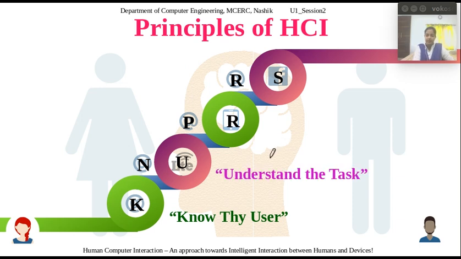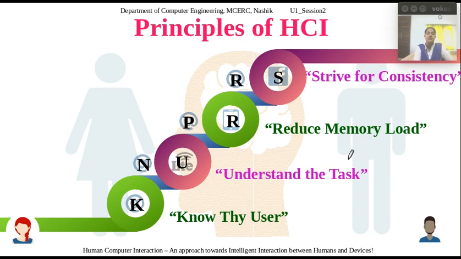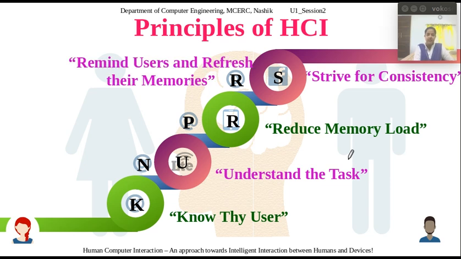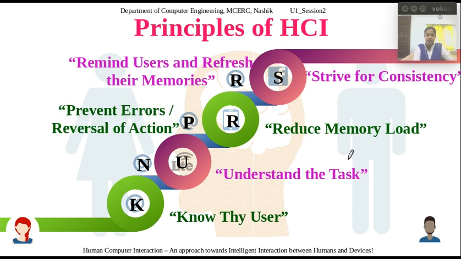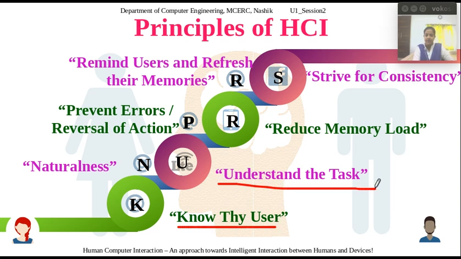The second principle is understand the task. Third is reduce memory load. Next is strive for consistency. Next is remind users and refresh their memories. Next, prevent errors and reversal of actions. And the last is the naturalness property. In this session we are going to learn the first 3 principles: know the user, understand the task, and reduce the memory load.